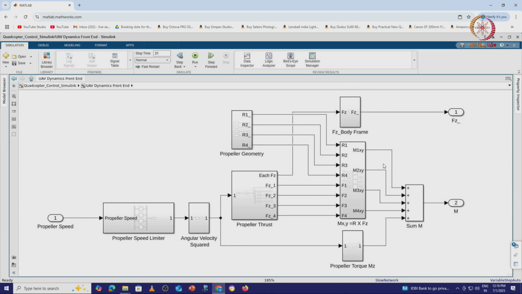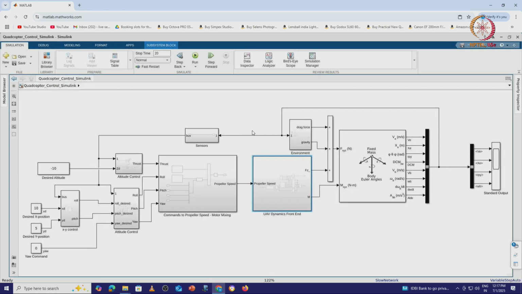This will be at a motor position, so it is specific. I have to do the transformation to the body coordinate system. That body coordinate transformation is also there, and I get my moment as well as force in that particular coordinate system. Then I pass this on.